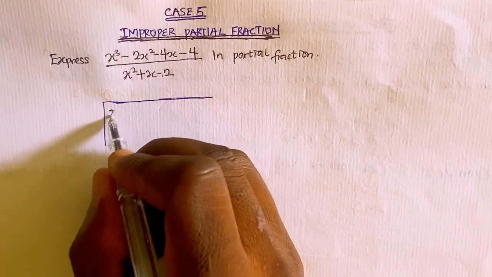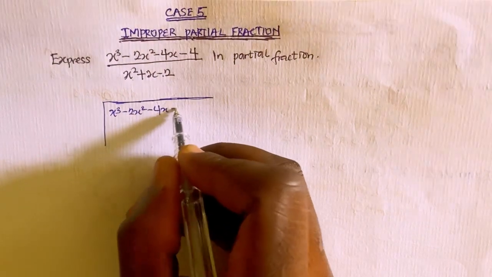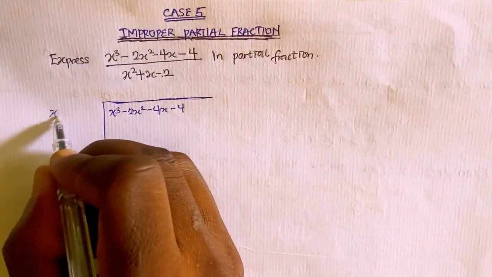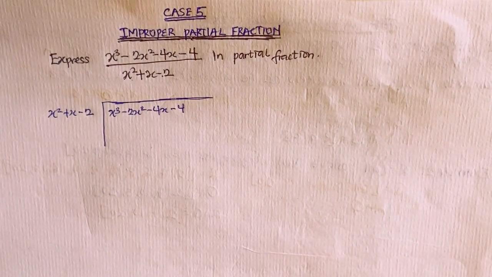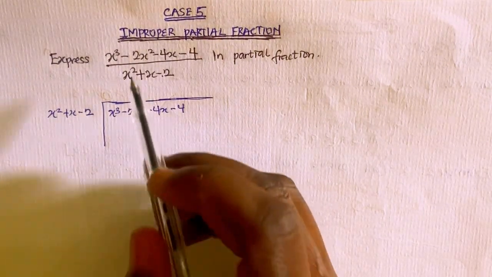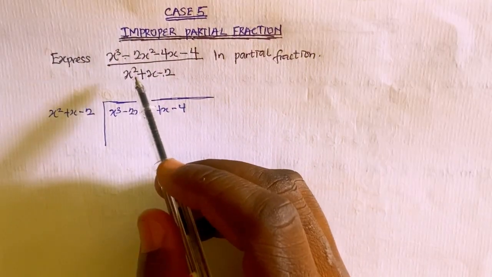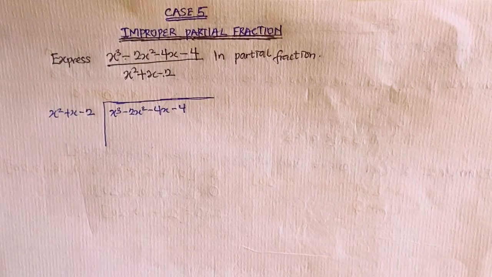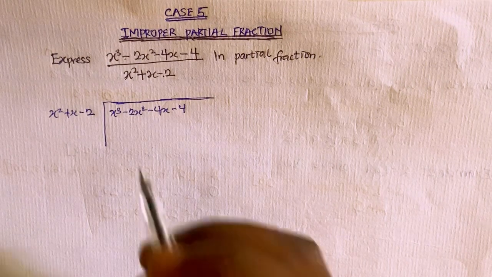Then you're going to have x raised to the power of 3 minus 2x squared minus 4x minus 4, and also x squared plus x minus 2. So whenever the power of x at the numerator is greater than that of the denominator, you are going to perform long division. That's the best option. So now let's go.